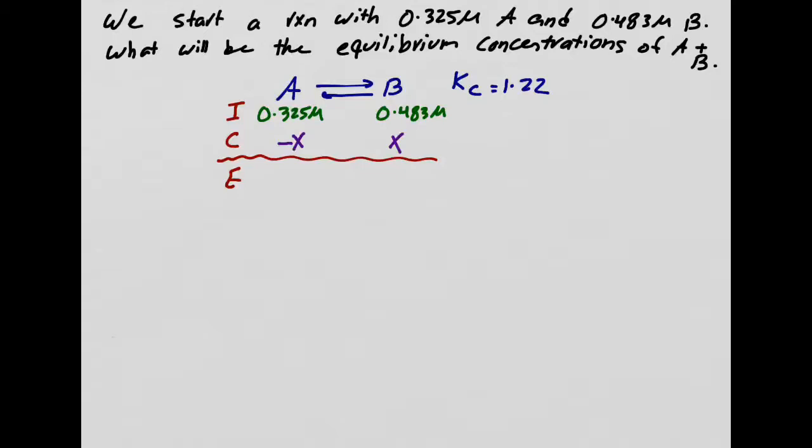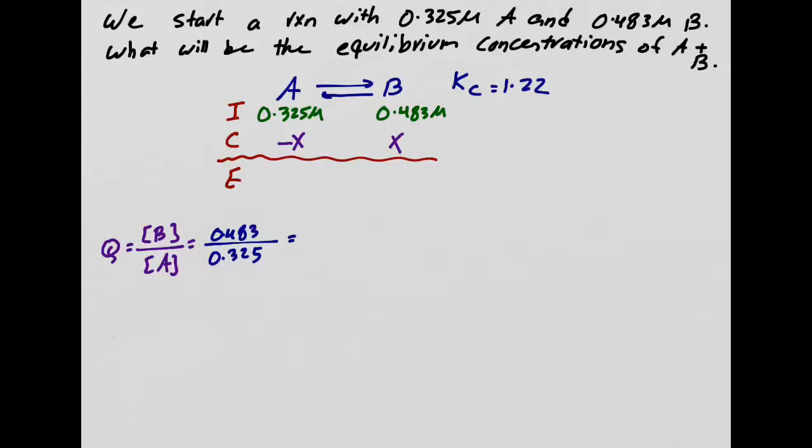We talked about this last time. If you want to know if you're at equilibrium or not, and how you can reach equilibrium, what do you need to use? You need to figure out Q. Do you agree? Q is the same form as K, concentration of product over the concentration of reactant. And in this case, my B was 0.483 over my A, which is 0.325. Okay, you guys are following me so far?